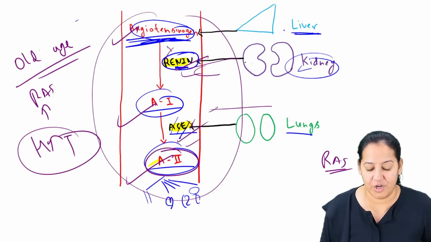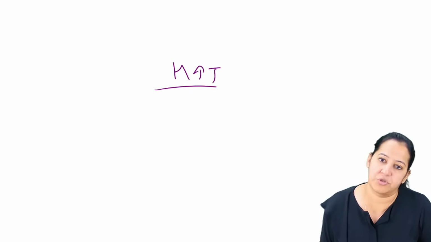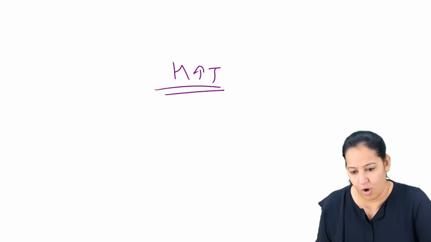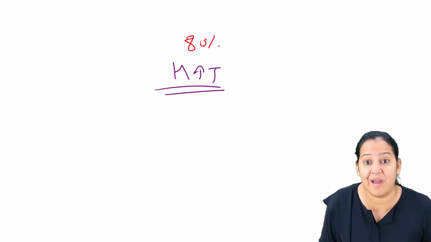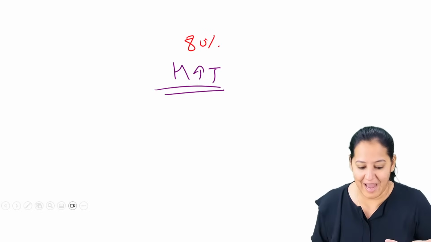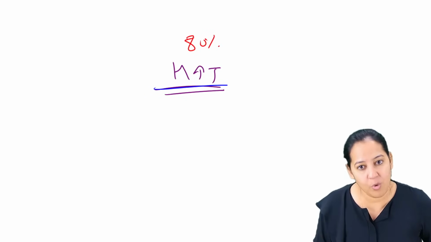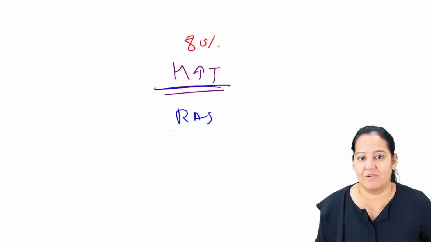You may have seen how many of you, the parents and the grandparents are hypertensive. Most of us. My parents, my grandparents, they all are hypertensive. 80 to 90% of people in old age are hypertensive. This is primary hypertension. This is the reason, because in old age, the RAS is hyperactive. So what is the treatment?